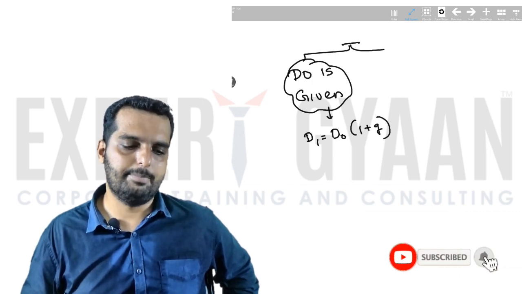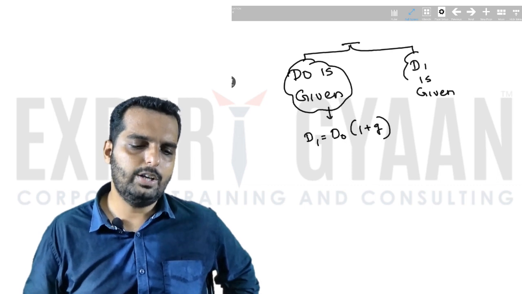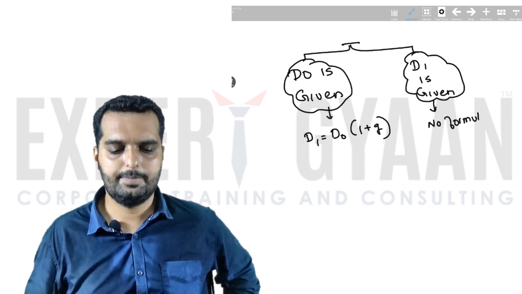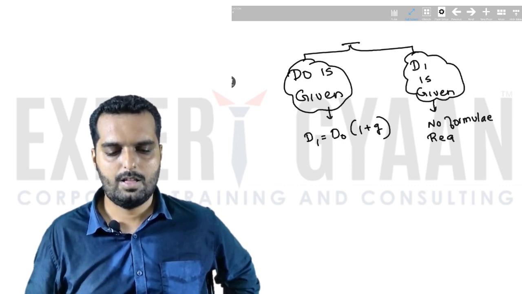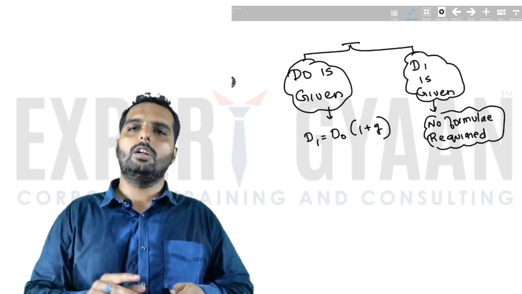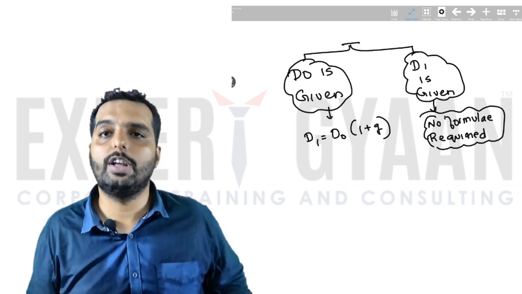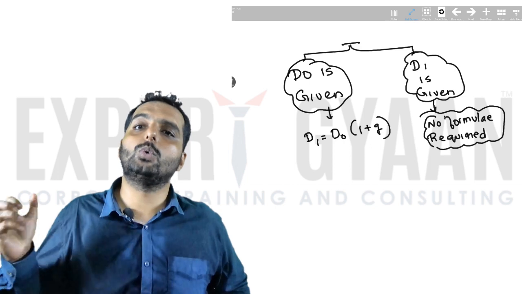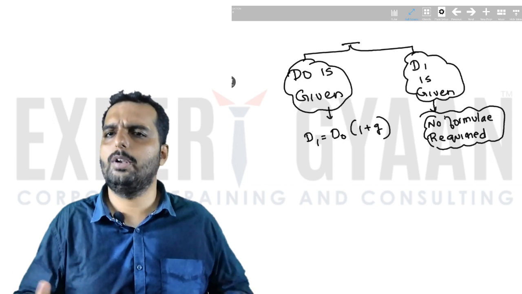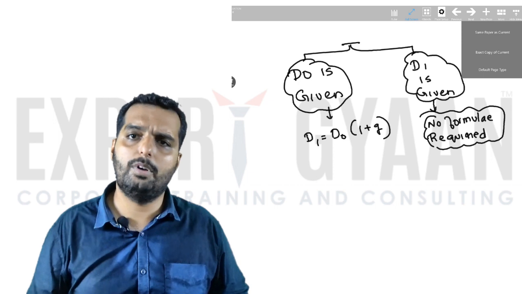But suppose in the exam D1 is directly given, in that case no formula is required. I repeat once again, if D0 is given in the exam, then to find out D1 we have to use the formula D0 into 1 plus G. But if in the exam D1 is directly given, the formula is not required. Now let us go in depth and understand the logic of this formula of D1.